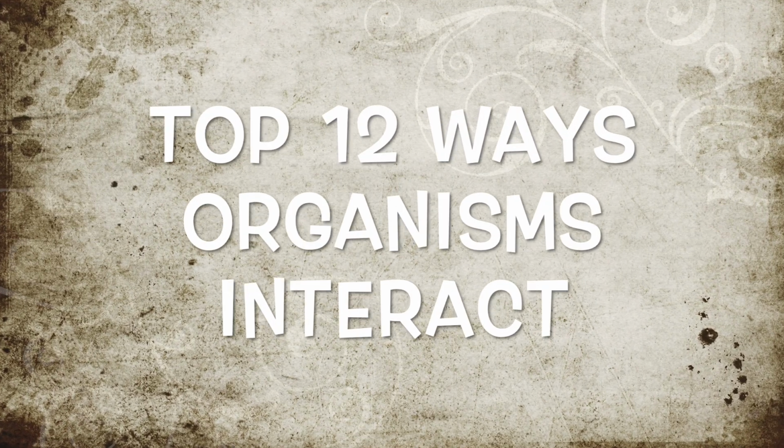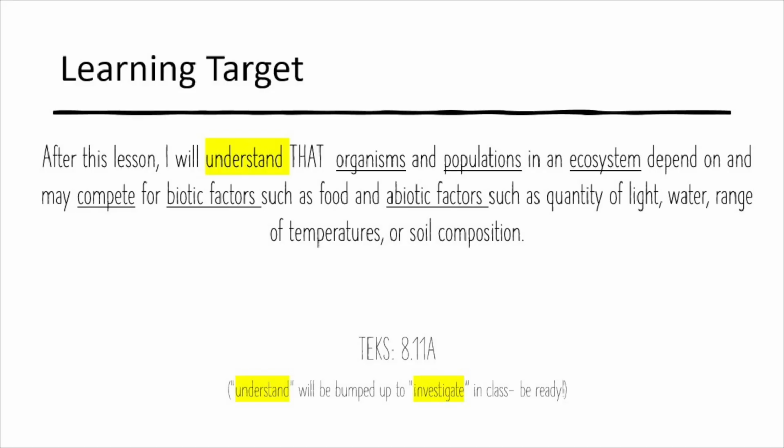So today, we're looking at the top 12 ways organisms interact. After this lesson, you should understand that organisms and populations in an ecosystem depend on and may compete for biotic factors such as food and abiotic factors such as quantity of light, water, range of temperatures, and soil composition.